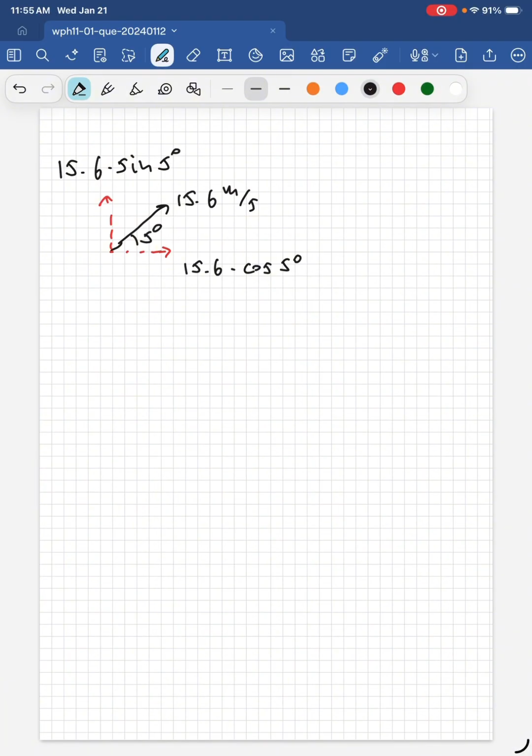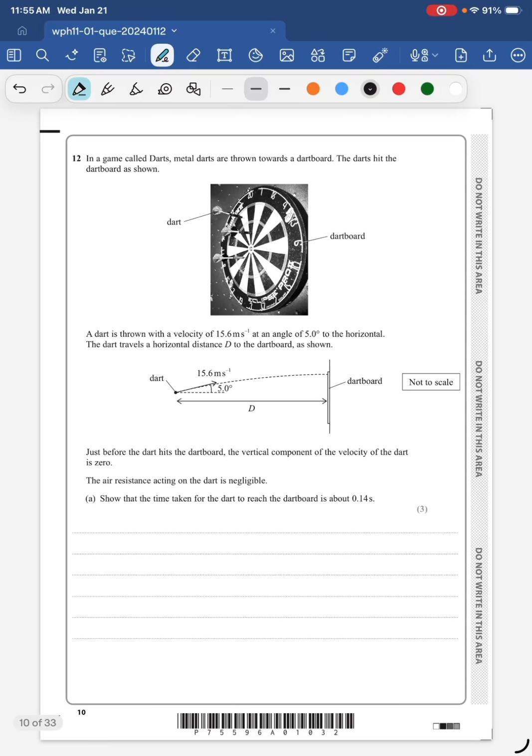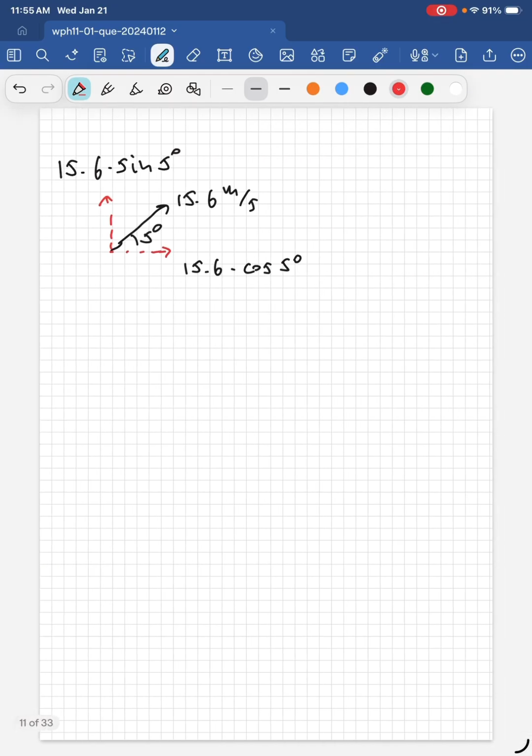So we need to find the traveling time. We can do that by using this information, okay? It's a little bit of a complicated problem, but it says that just before the dart hits the dartboard, the vertical component of the velocity of the dart is 0, okay? So we can work with this component over here. I'm going to specify here that we are working with the y axis, okay?